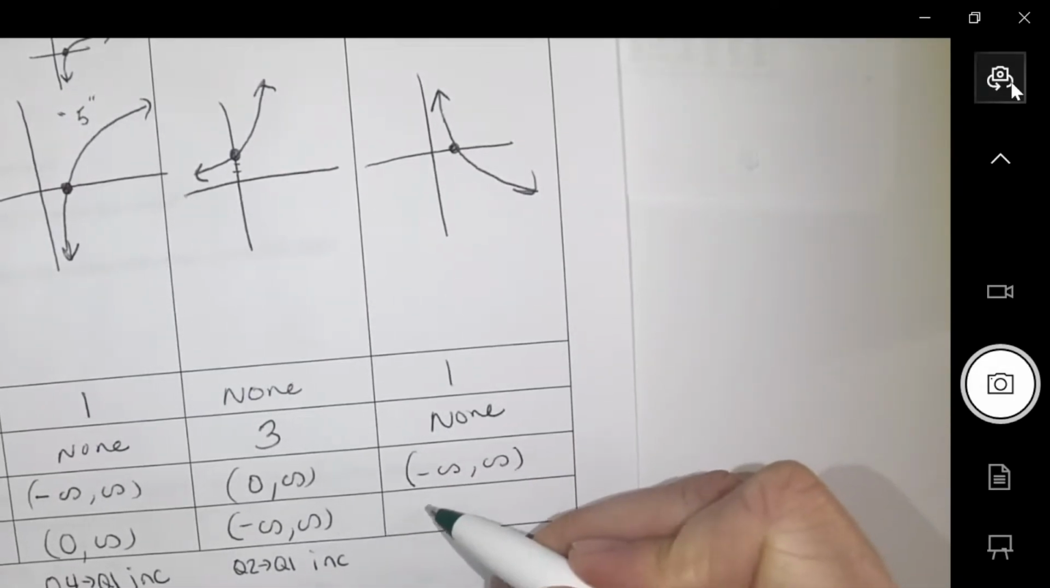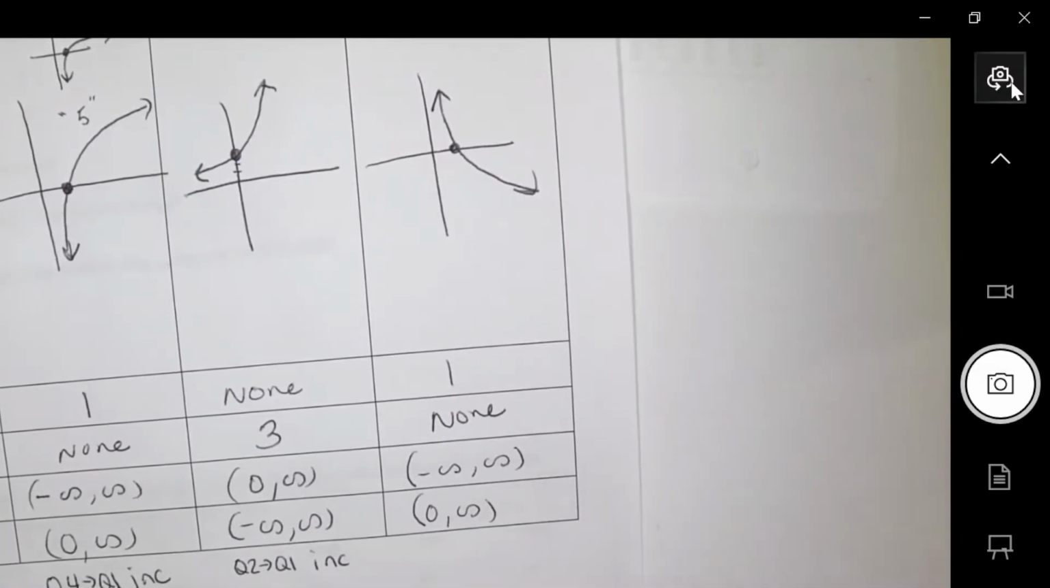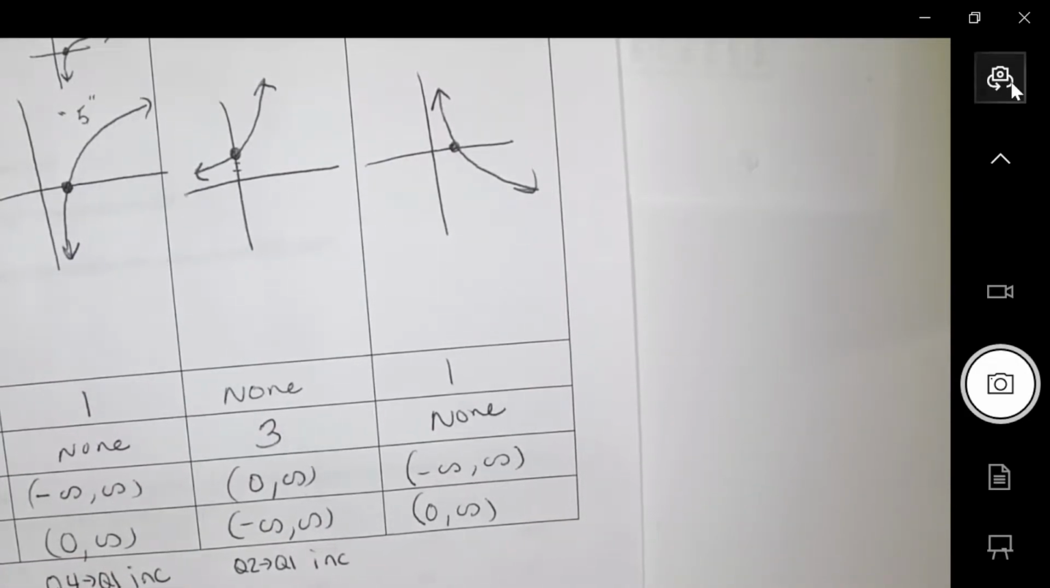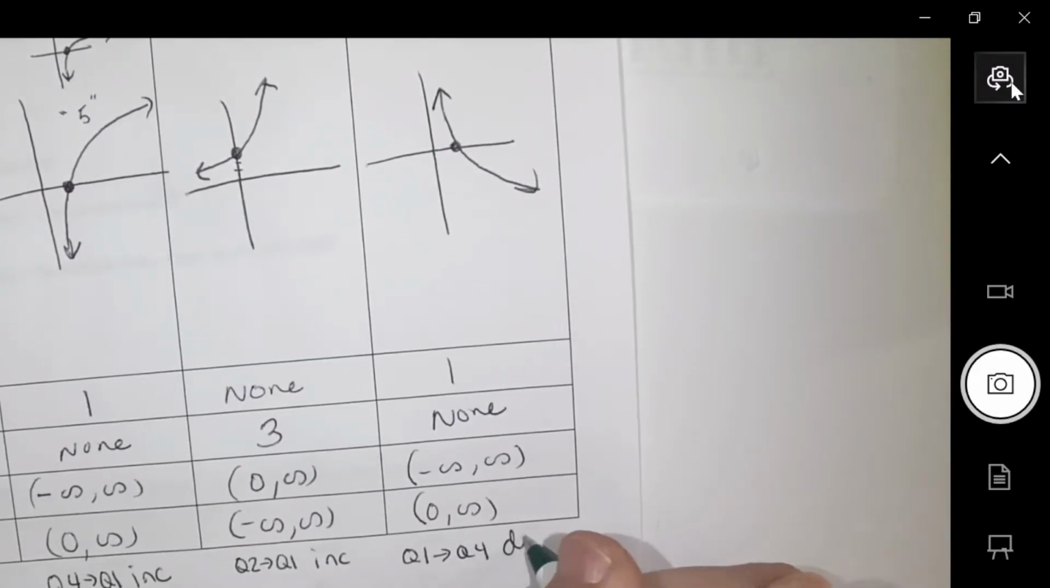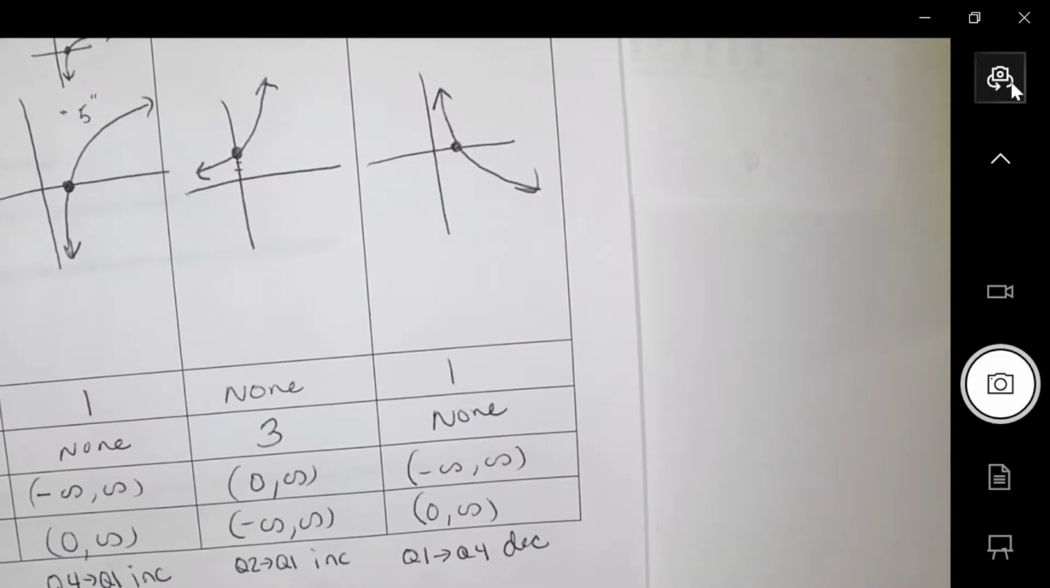Range and domain. So range and domain is the same as the other log graph. And what are we doing? We're heading from quadrant 1, and then we go into quadrant 4 as we decrease.